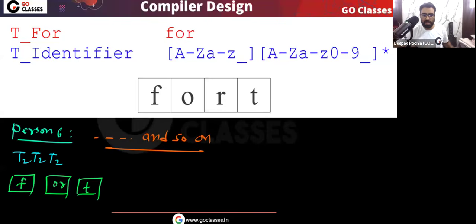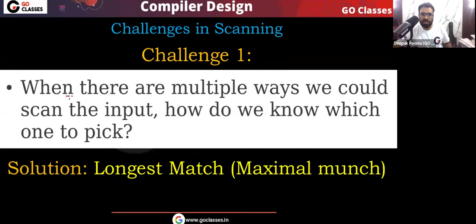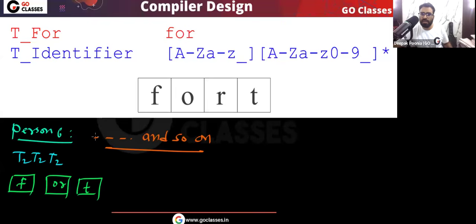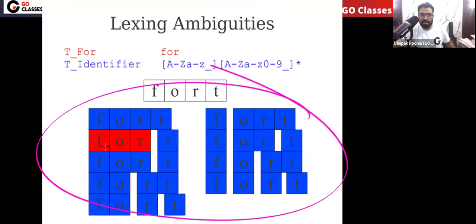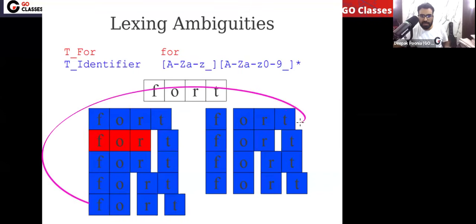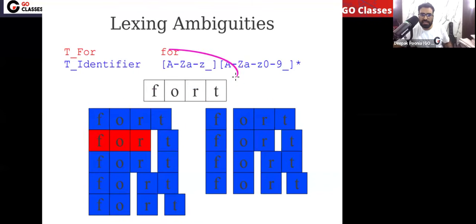So, what was the challenge? Remember, I told you the challenge was that when there are multiple ways we could scan the input, how do we know which one to pick? You can see these are the multiple ways on your screen. In different ways we can scan the input. So which way to pick? That is a challenge. Agree?